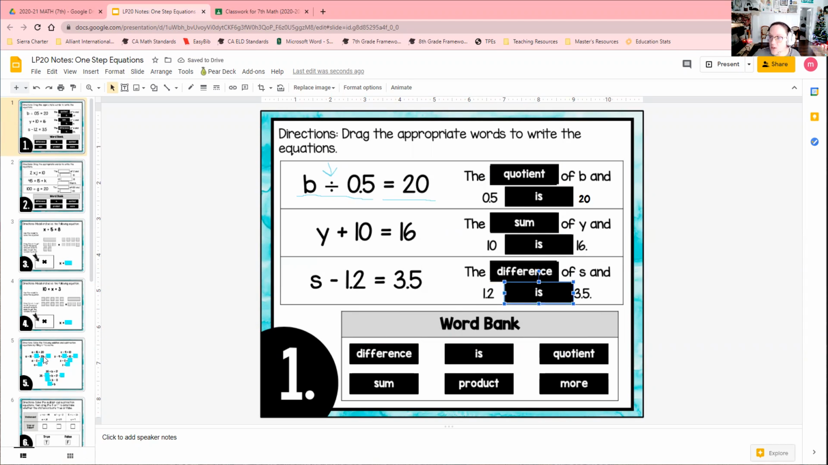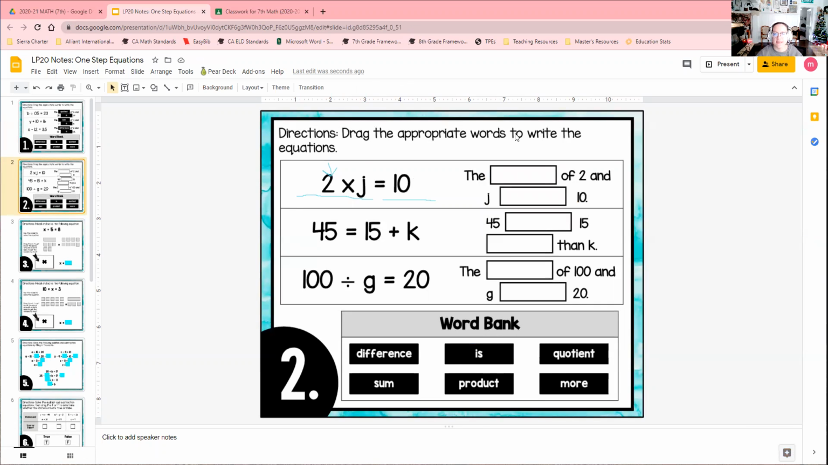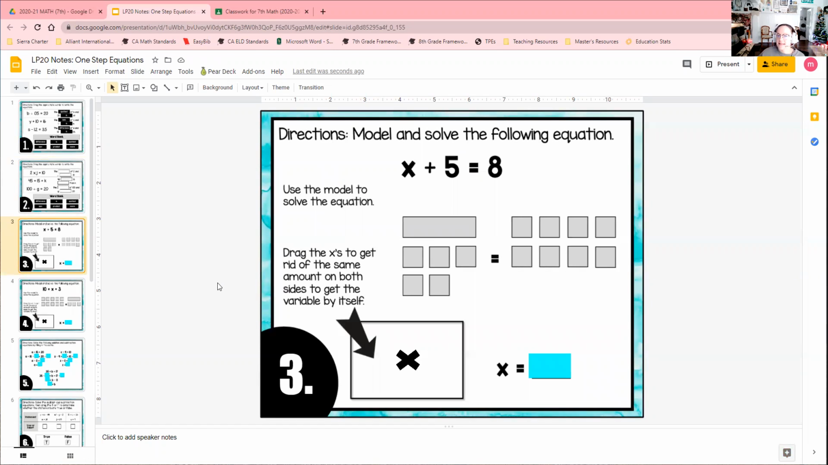Okay, so we just did page 1 together. Page 2 on this notes section is the same thing, but you are going to be responsible for choosing the correct vocabulary words for these blanks. Okay. Page 3 has us modeling the process to solve these.